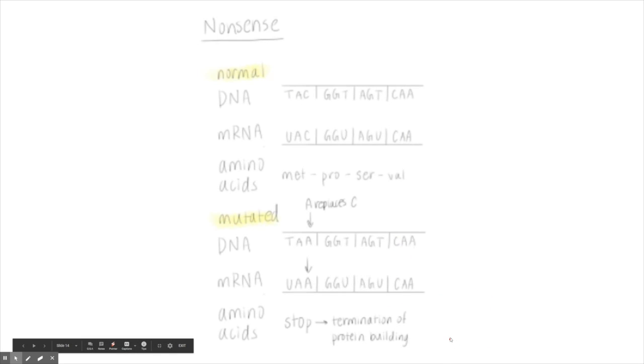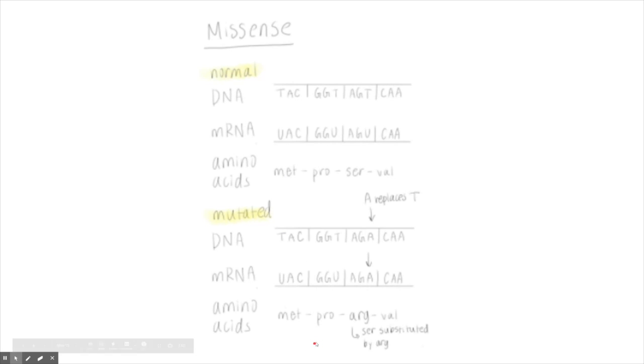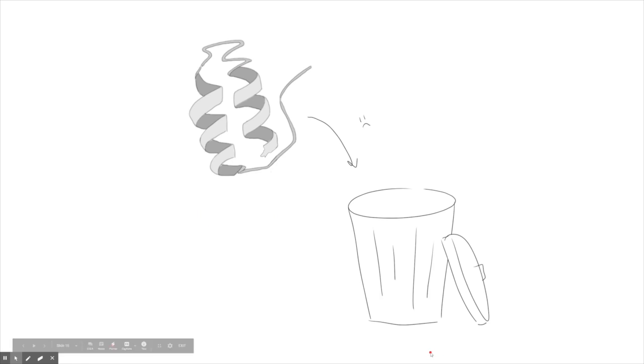In nonsense mutations, a codon is changed from its original codon into a stop codon, typically resulting in an unfinished protein. The final point mutation is called a missense mutation and occurs when a codon is swapped with another codon that codes for a completely different amino acid, which has varying results. Sometimes the protein has to be discarded due to the severity of the change.